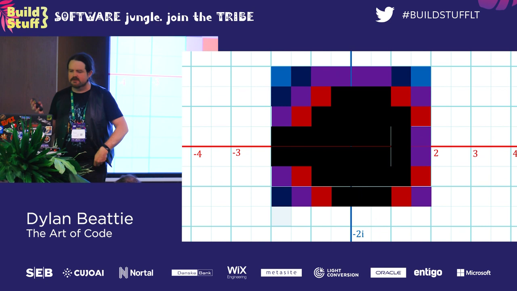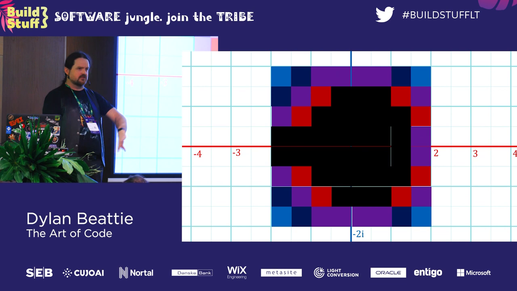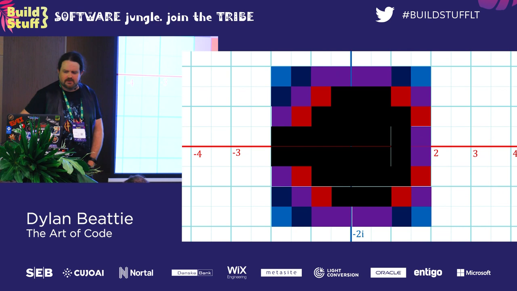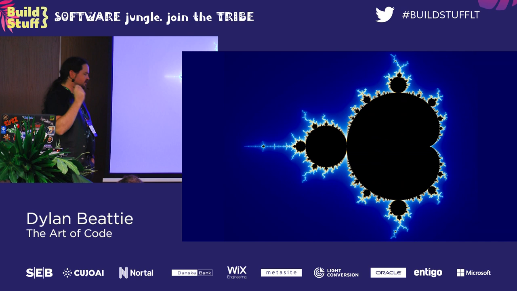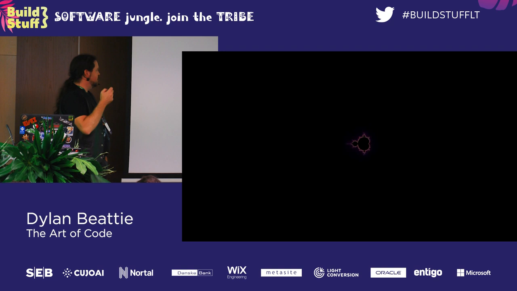Now, the first time I ever did this was on a 286 PC, and I had to start it running, go to school, and when I came back, it had kind of drawn this level of detail. But we have better computers now, which means we can see it in this level of detail. Now, the astonishing thing about this set, that one equation, z goes to z squared plus c, contains a literally infinite level of detail. We're going to start here.